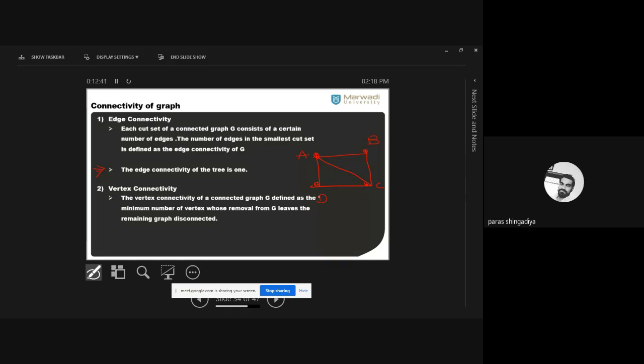Can we make the graph disconnected by deleting a single vertex only? Check for this graph. Yes. Which vertex? A. Delete A from the graph. What is the remaining part of the graph? A has been removed from here.